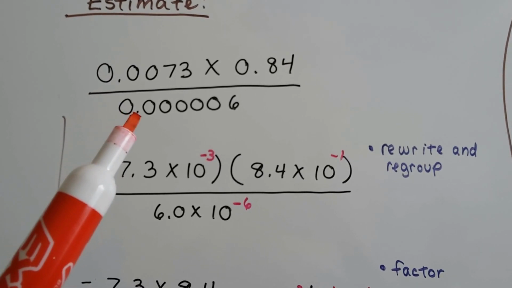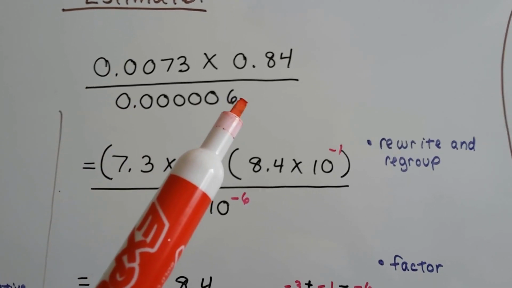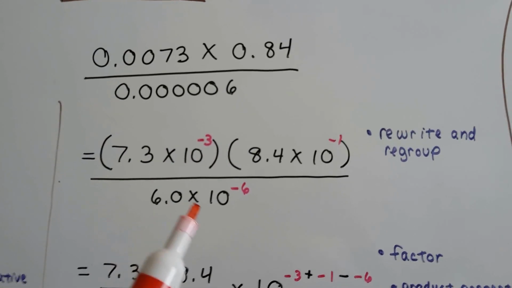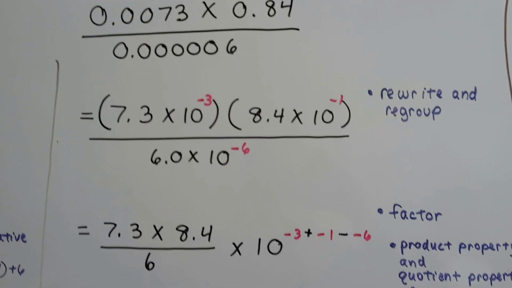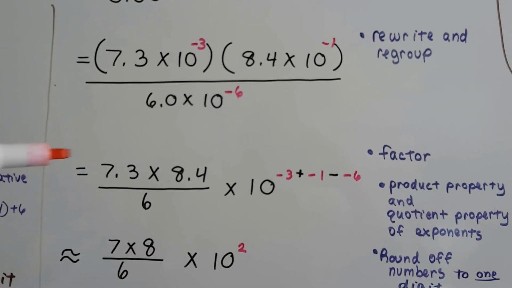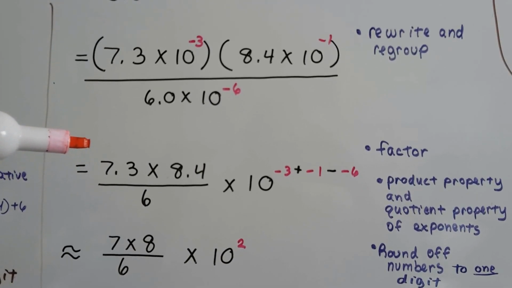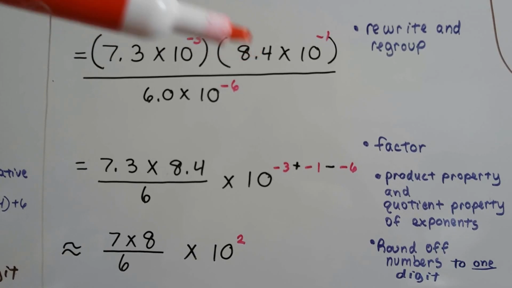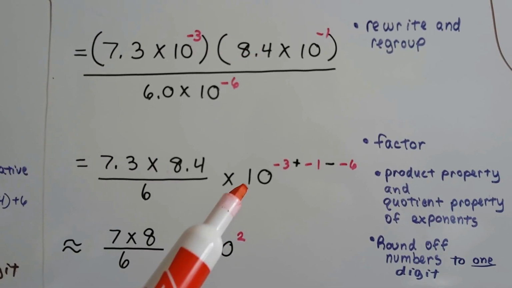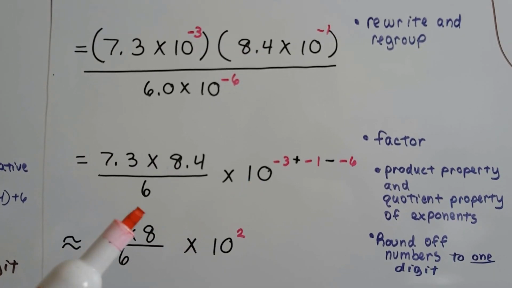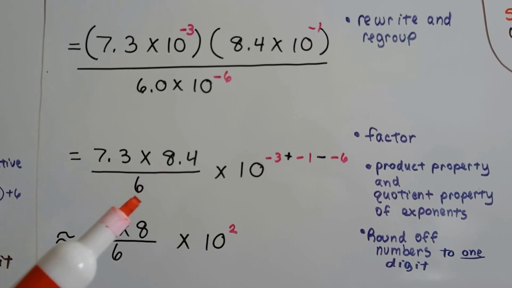And we go over -6 hops to put this behind the 6, so now we have 6 times 10 to the -6 for our denominator. We can rewrite and regroup these using commutative and associative properties, so we can put the 7.3 and the 8.4 together, and we can put the powers of 10 together, and this is all over 6.